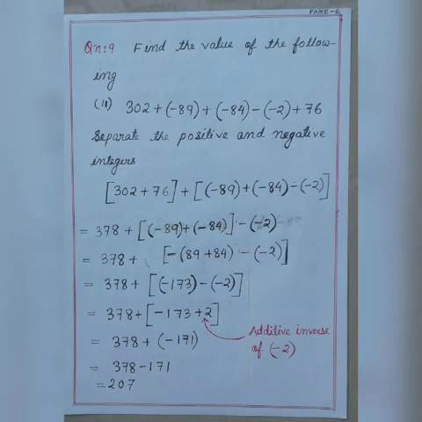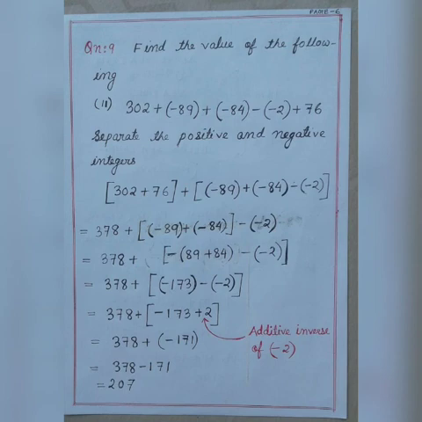Question number 9. Find the value of the following. Number 2: 302 plus within bracket minus 89 plus minus 84 minus 2 plus 76. Separate the positive and negative integers first. We have positive integers 302 and 76. So I have separated the positive integers. Then I have separated the negative integers: minus 89 plus minus 84 minus 2. So 302 plus 76 is 378.